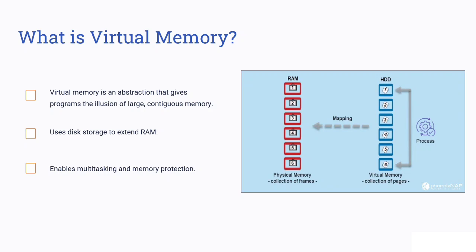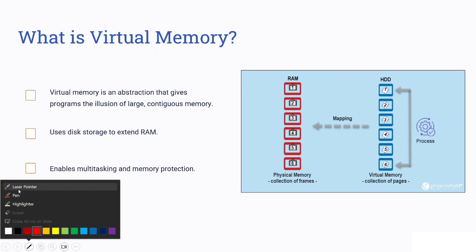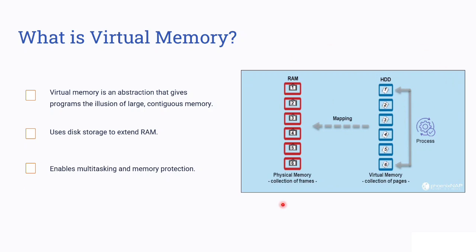Okay, so here's the simple diagram. Virtual memory is divided into pages, and physical memory is divided into frames. The operating system maintains a page table here in between. It maintains a page table to map virtual pages to physical frames. Okay.